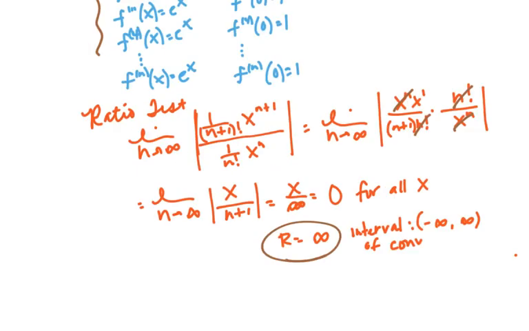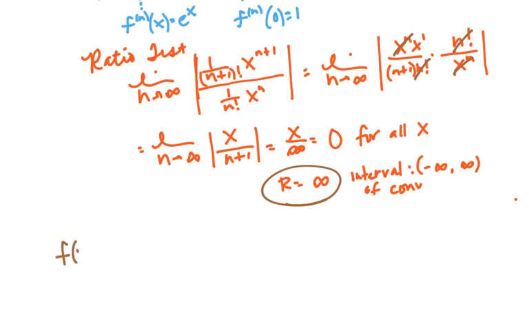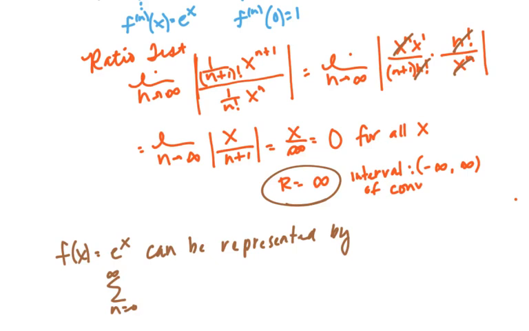I think we should go back real quick. The correct way to write your answer is to say that f of x equals e to the x. e to the x can be represented by the series from n equals 0 to infinity of 1 over n factorial x to the n, with a radius of infinity because it works for all x values.